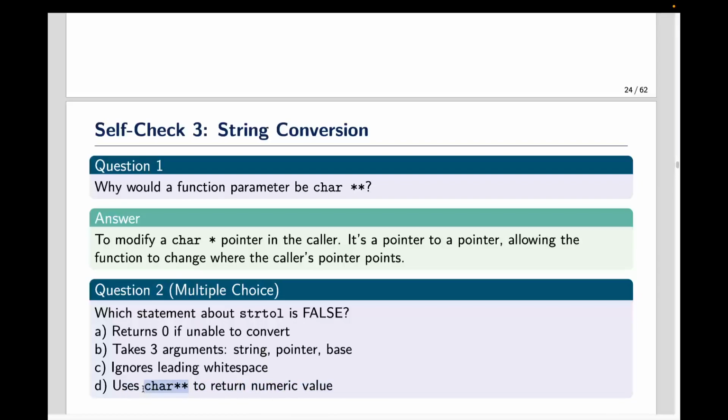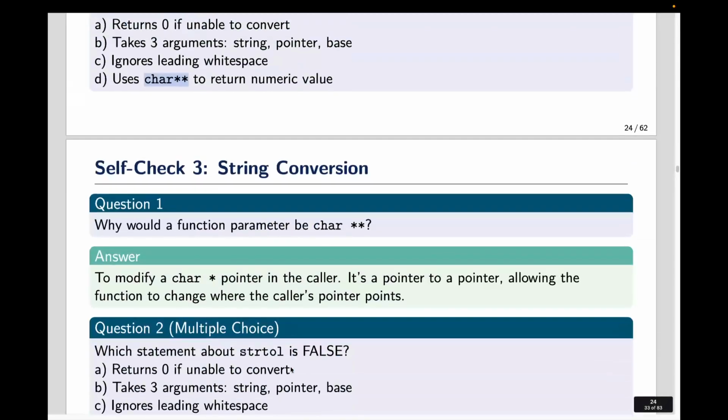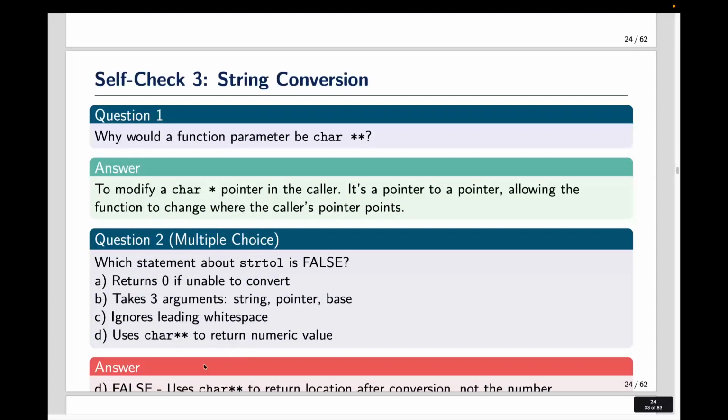It returns using the long return type over there. So let's see what the answer is. I hope I am right. Yes, I'm right. D is false, which is that it uses the characters to return the numeric value. This is wrong. It also ignores the leading white spaces, it's true. It takes 3 arguments.